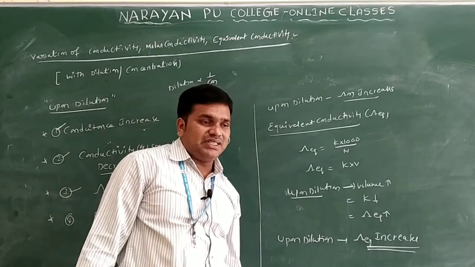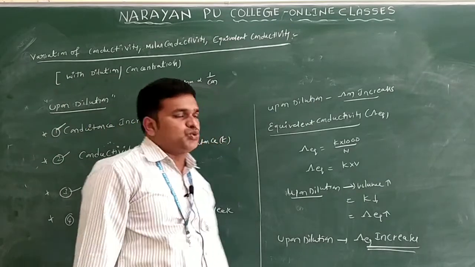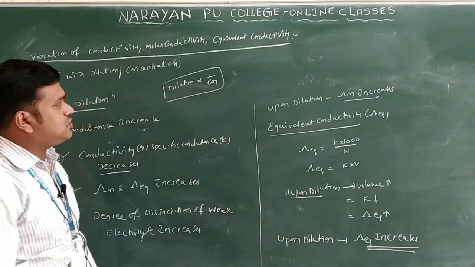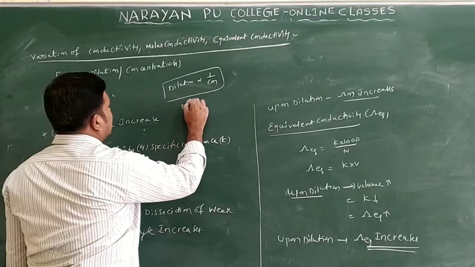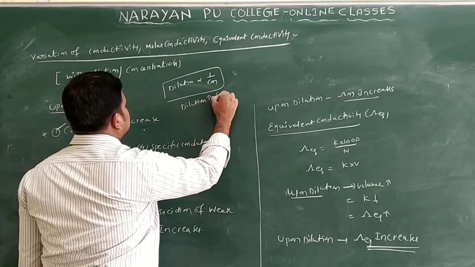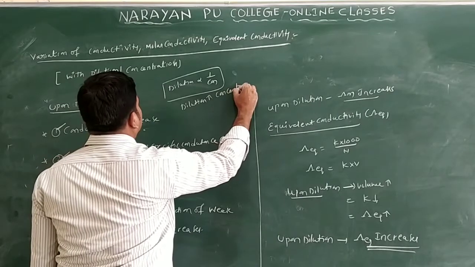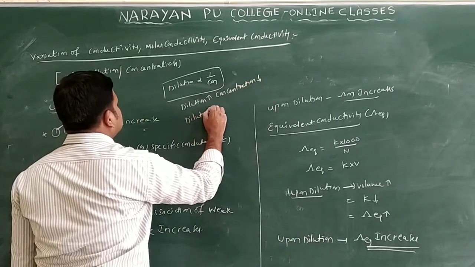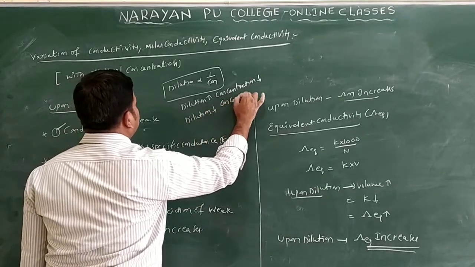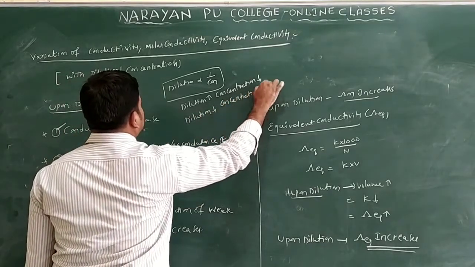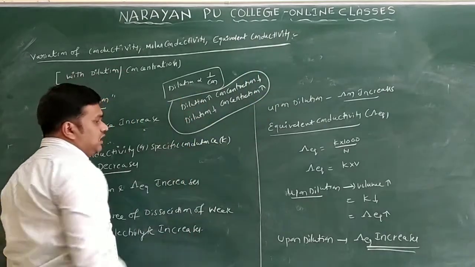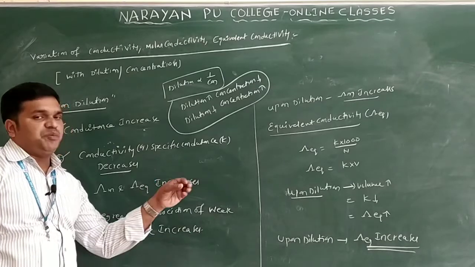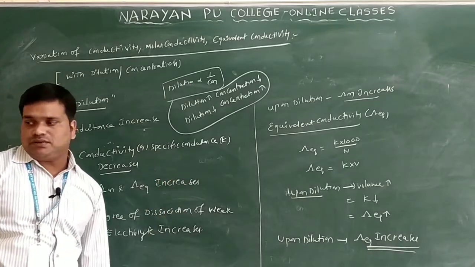If the dilution decreases, concentration increases only. So when we observe dilution, we can apply the concentration term also. Dilution increases, concentration decreases only. If dilution decreases, concentration increases. So this is the relation between dilution and concentration. This is a very important concept. Just prepare this concept once again, and you will get clarity on it.